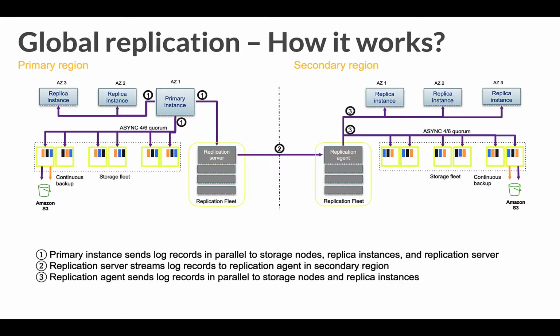And the replication agent sends those log records in parallel to storage nodes and read replicas in the secondary region to invalidate the buffers. And in case the replication server does not have log records, it's kind of like a gossip protocol for the storage node. It pulls the log records it's missing from the storage nodes, takes those log records and sends them to the replication agent in the secondary region.